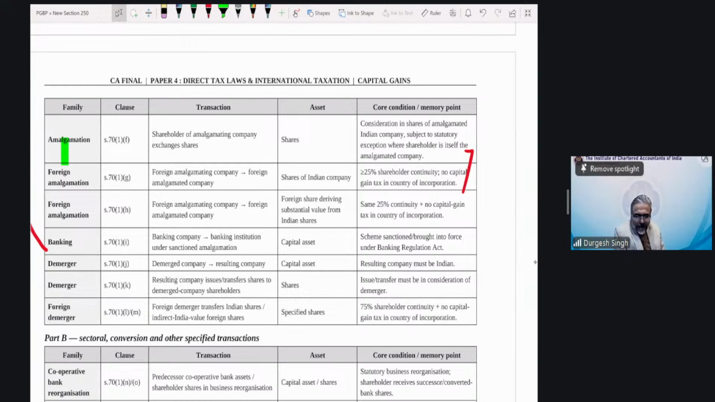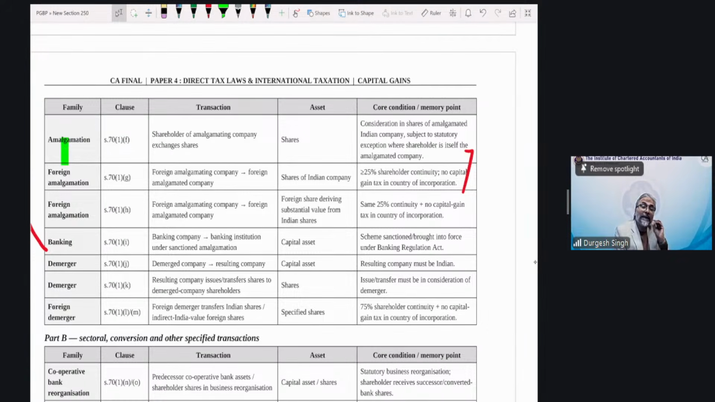25% in value. Students, recall the last lecture we have seen when we were doing the amalgamation. What about the amalgamation between the two Indian companies? What was the threshold requirement? If it was to be considered as a non-taxable transfer, it was three-fourth of the value, students, isn't it? Three-fourth of the value of the shareholders in the amalgamating company shall continue to remain the shareholders of the amalgamated company. And also the amalgamated company has to be an Indian company.